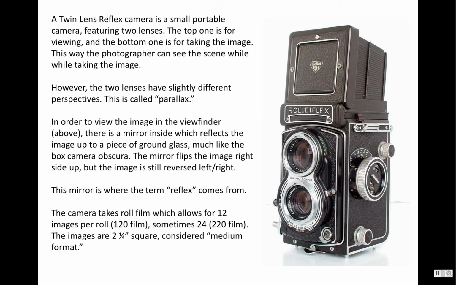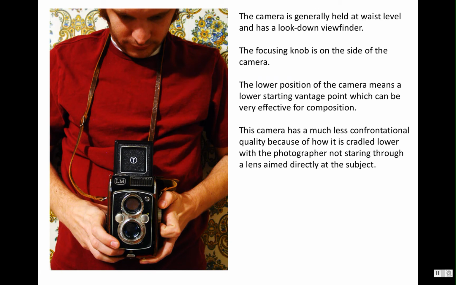This camera takes roll film, which can have 12 or 24 exposures depending on the exact format of the film, and that image is usually 2¼ inches square and considered a medium format. This is a waist level camera that you look down into from above. It has a focusing knob on the side.